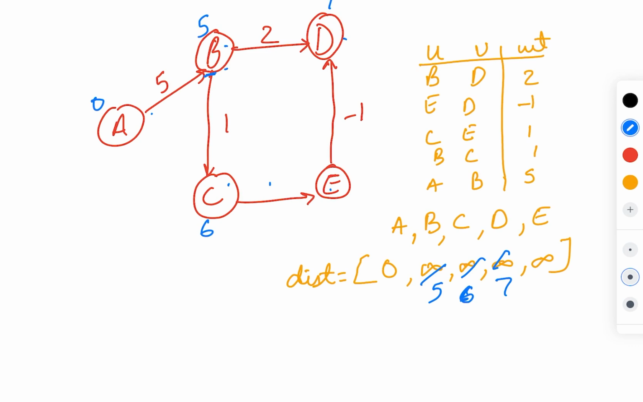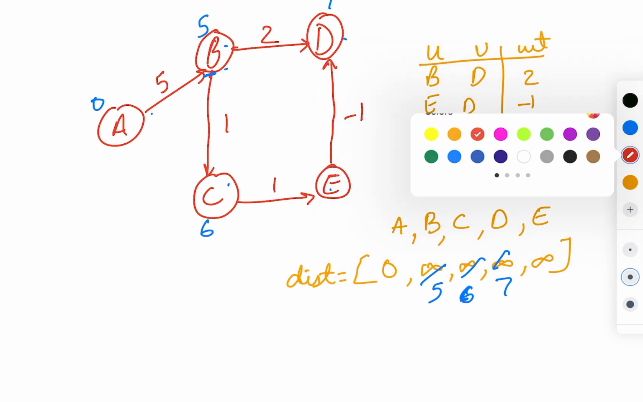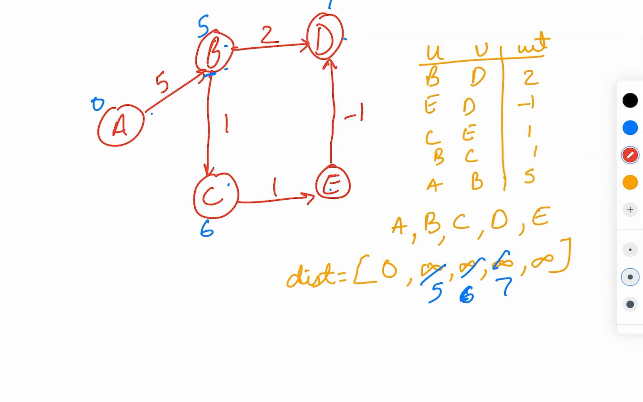Now in the next turn, the distance to C plus 1, okay, I forgot to add the weight. The weight is 1 here. Let me just write it. So distance to C plus 1 is less than infinity. So distance to E is 7 and I'll update that to 7. So my final distance comes out to be 0, 5, 6, 7, 7.